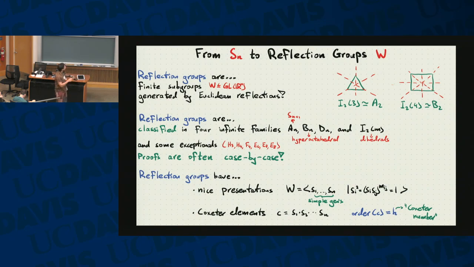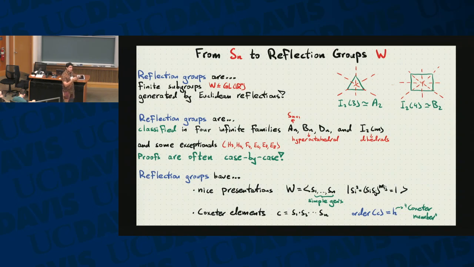Okay, so reflection groups are finite subgroups of a general linear group. They're generated by Euclidean reflections. I'm showing you the dihedral groups for 3 and for 4 over there. They have some really nice properties. For one, they're classified. You know, they extend the Weyl classification. We have 4 infinite families: the symmetric group, the hyperoctahedral group, the type D, all of our favorites, plus the dihedral groups. But okay. We have 6 exceptional groups.